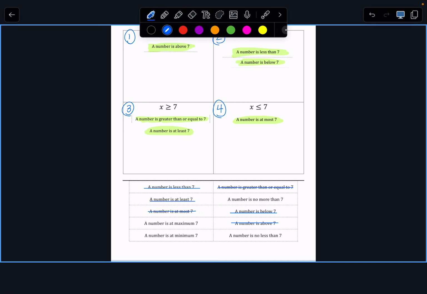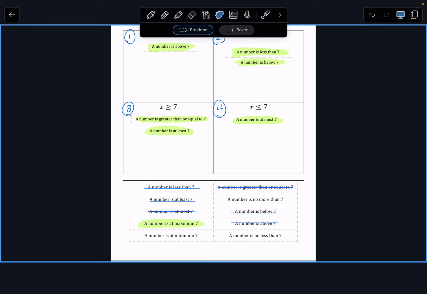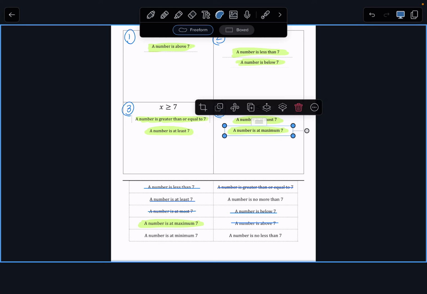Okay, so with the 1, 2, 3, 4, 5, 6 that we've done, make sure you have them in the right spots. All right, a number is at maximum 7. Andrew, where did you guys put that one? Maximum 7. Number 4. Can you tell us why you put it at number 4? The max it can go is 7, but all the numbers below. Okay, it can be 7, but that's the biggest it can be, and it needs to include all of the numbers below. All right, I like that.